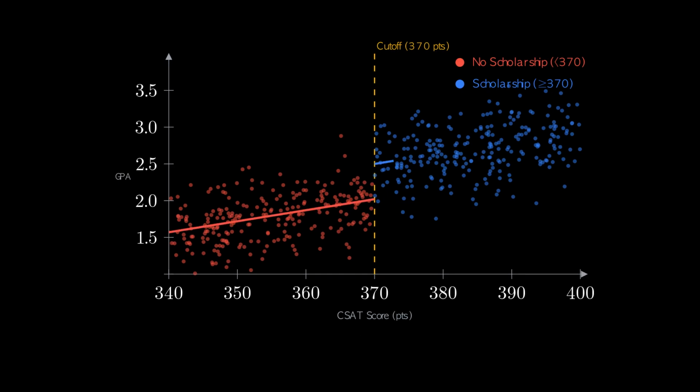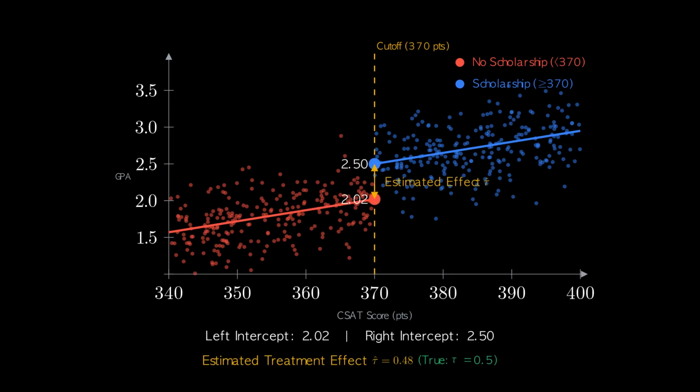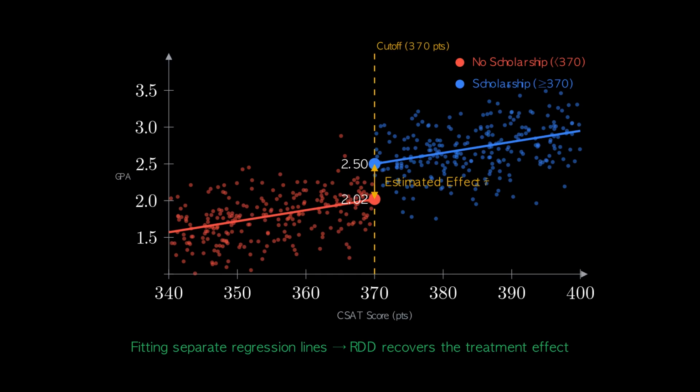We fit separate regression lines on the left and right of the cutoff. Then we estimate the treatment effect as the difference in intercepts at the cutoff. The results show a left intercept of approximately 2.02 and a right intercept of approximately 2.5. The estimated treatment effect is 0.48, close to the true effect of 0.5. This simulation confirms that by fitting separate regression lines on each side of the cutoff, RDD can successfully recover the treatment effect. Let's wrap up sharp RDD.